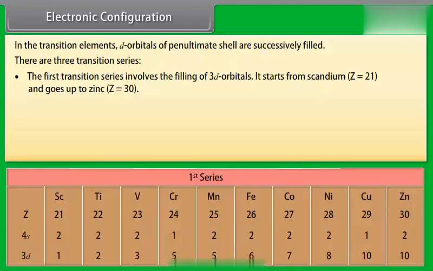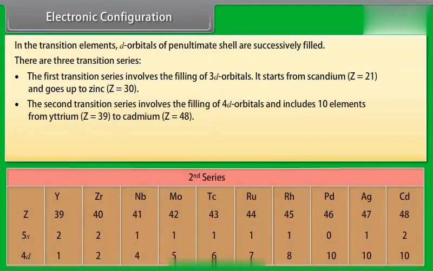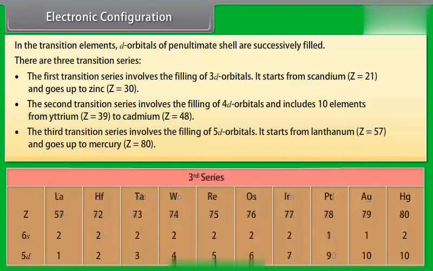It starts from scandium and goes up to zinc. The second transition series involves the filling of 4D orbitals and includes 10 elements from yttrium to cadmium. The third transition series involves the filling of 5D orbitals. It starts from lanthanum and goes up to mercury. Atomic radii and ionic radii.